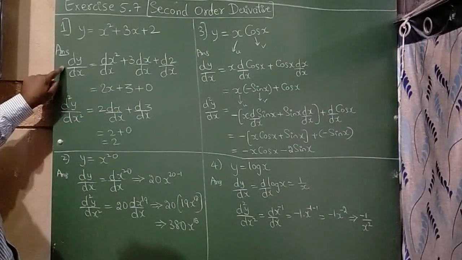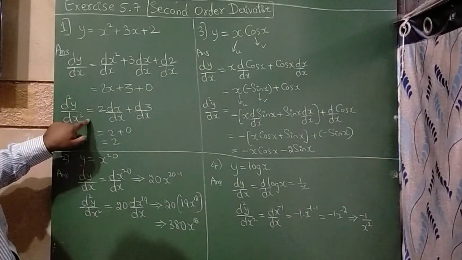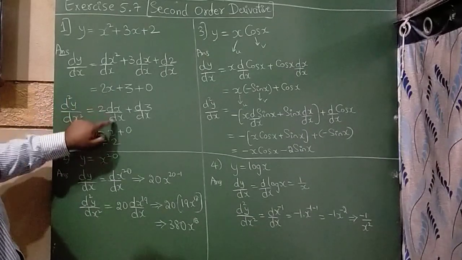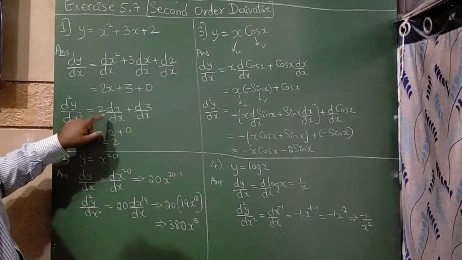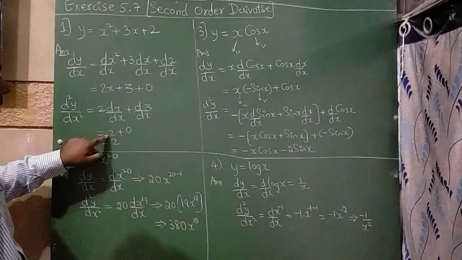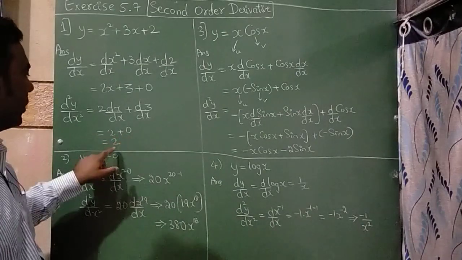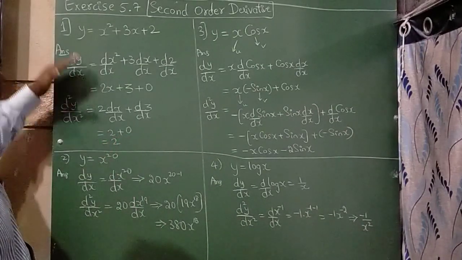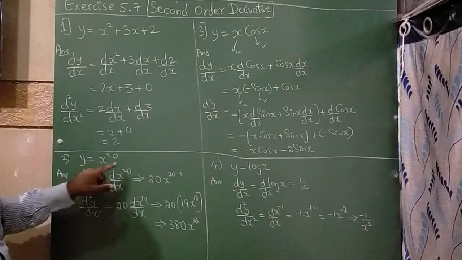So if you differentiate this, again you will get d square upon dx square of y is equal to, write these two outside, d by dx of x plus d by dx of 3. Okay, dx cancel, so the answer is 2 here, plus d by dx of constant is 0. So 2 plus 0 is 2. So this completes your first answer. Right. Second one is y is equal to x raised to 20.